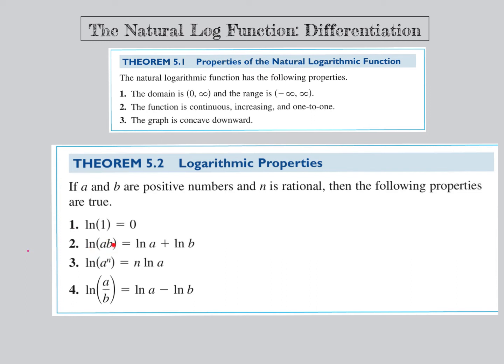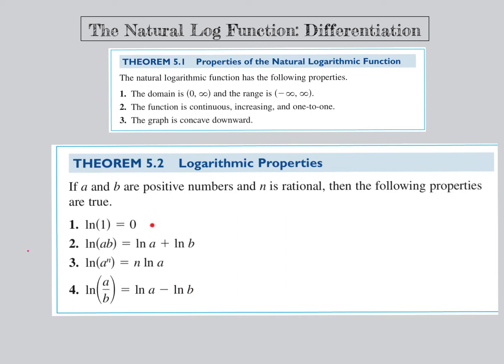The natural log of a product, we can break apart into the natural log of the first factor plus the natural log of the second factor. This works for an infinite amount of factors being multiplied. The natural log of a to the n, if we have an exponent here, we can bring it out front, so it becomes n times ln of a. And in a similar way to number 2, number 4 is the natural log of a quotient, which can be broken apart into the natural log of the numerator minus the natural log of the denominator.